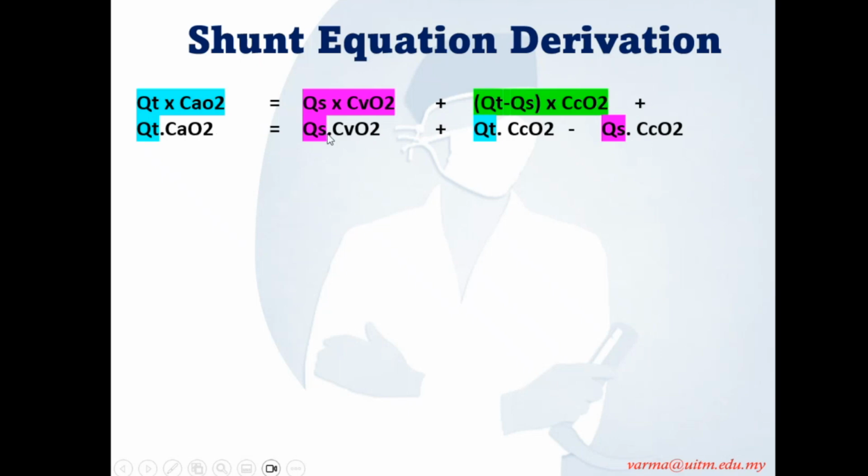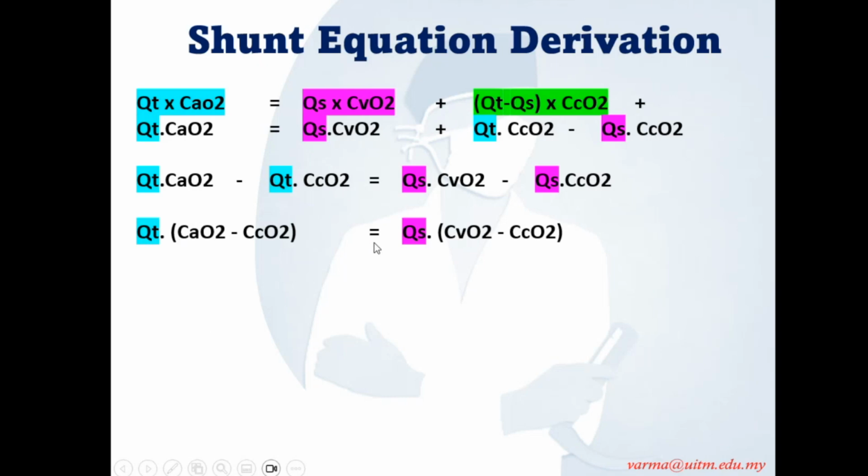QT times CaO2 is equivalent to QS times CbO2 plus, you open this up, QT CCO2 minus QS CCO2. Then you bring all the QT to one side. So QT CaO2 minus QT CCO2. From plus here, we bring it back to the other side, it becomes minus, equivalent to QS CbO2 minus QS CCO2. Then you take the QT outside and the QS outside. You get this equation: QT (CaO2 minus CCO2) is equivalent to QS (CbO2 minus CCO2).